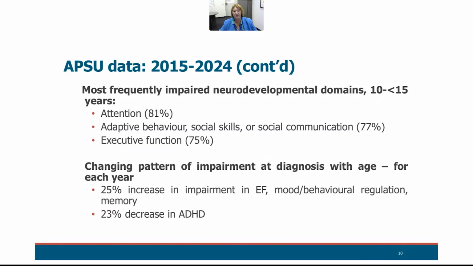We also know from our national data that the way in which children present varies according to their age. So as children get older, progress through adolescence, they're more likely to have impairments identified at presentation in executive function, in mood and behaviour disturbance, and in memory. And they're less likely, as they get older, to have a new diagnosis of ADHD.